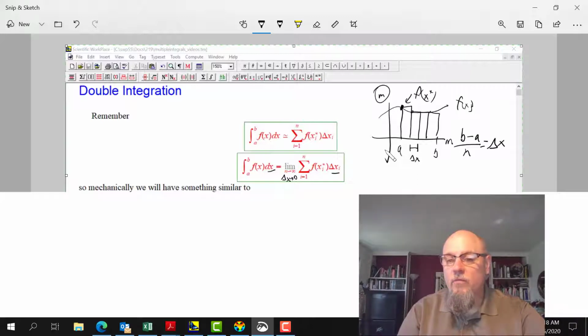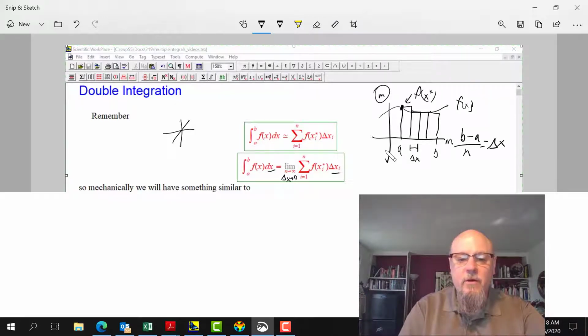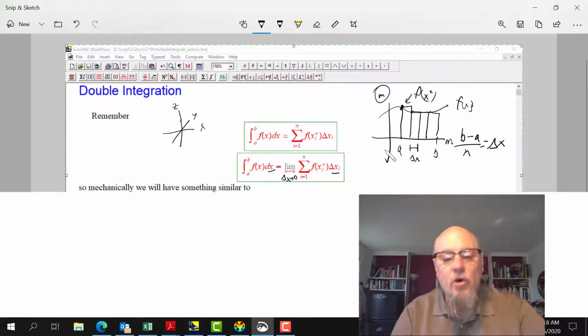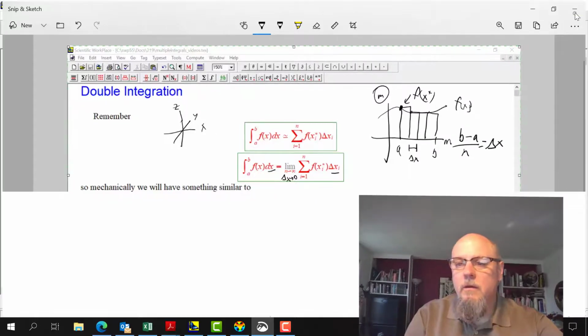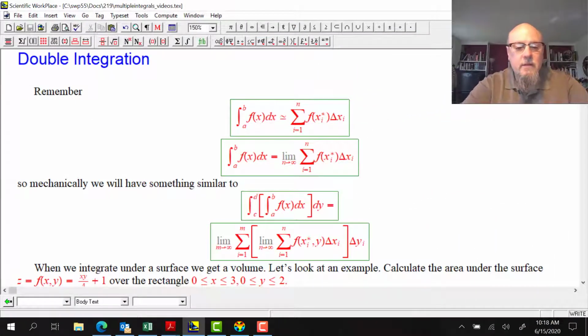We integrate over a length, a height over a length, and it's like multiplying them. When we do double integration, I'm trying to draw in 3D here though, so we have a height over an x and a y, meters, meters, meters, we're getting a volume under a surface. That's where we're going with this.